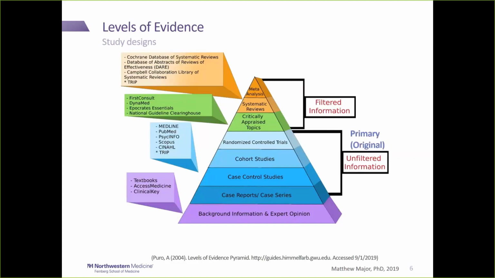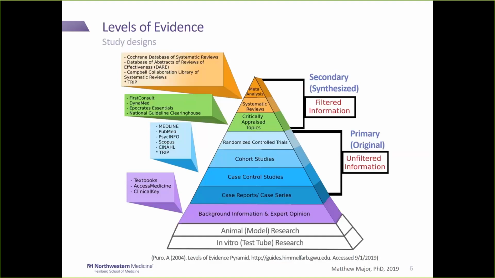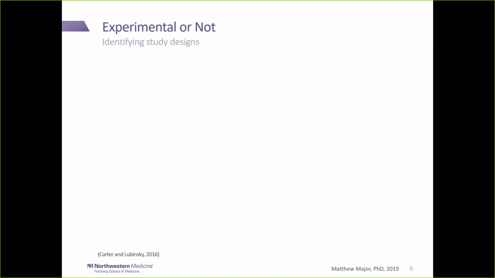So I'll give you some description of that primary or original research. But I won't be talking about secondary research. This is the synthesized research. It's essentially taking all of that primary and original research and filtering it such that you can then receive an interpretation of the body of literature. In addition, what I'm not going to be talking about at all here is animal research and in vitro research, but it is at the base of that pyramid. All right, so first let's start off with a few definitions, to identify if your study design is experimental or non-experimental.